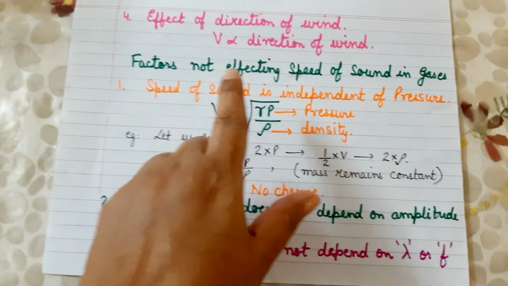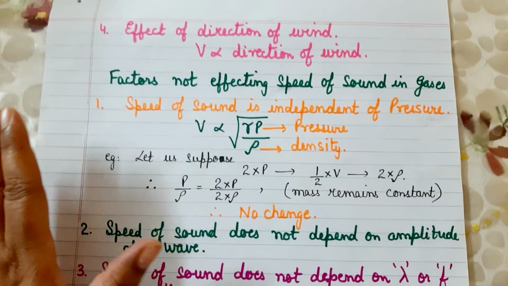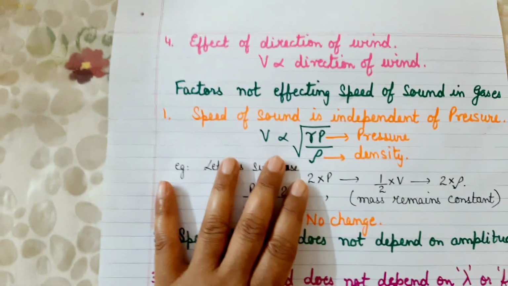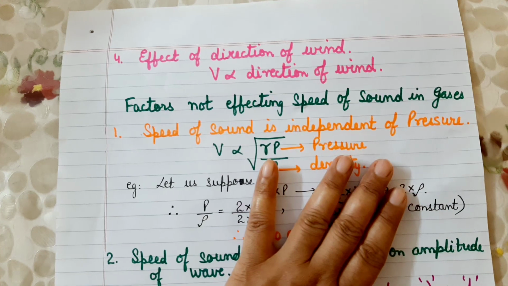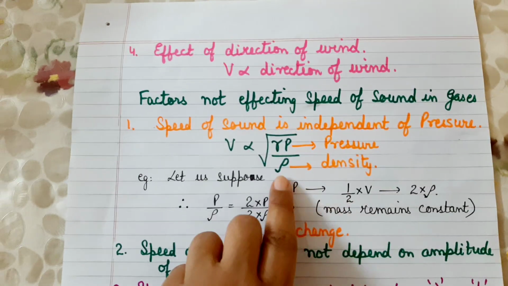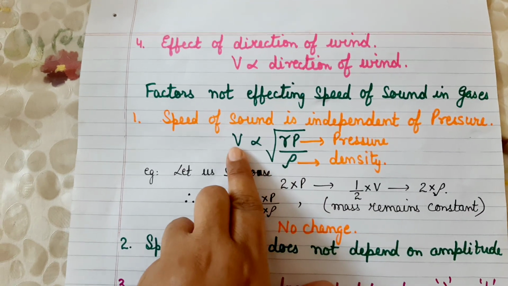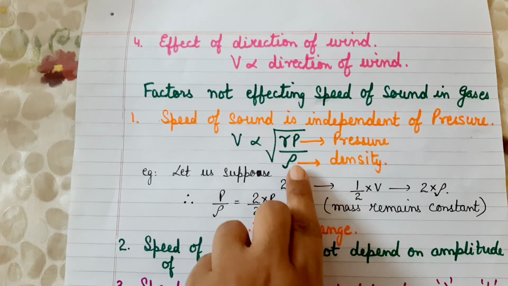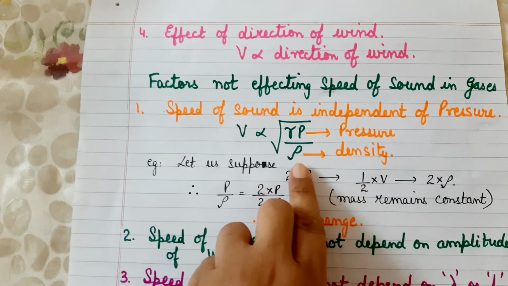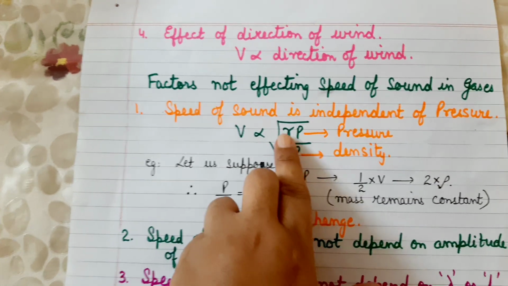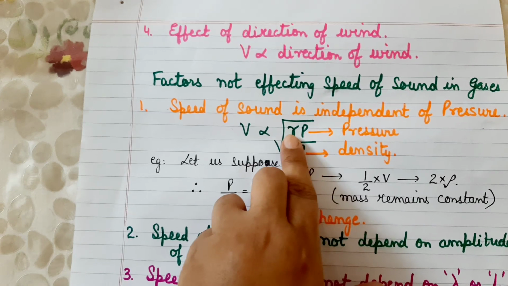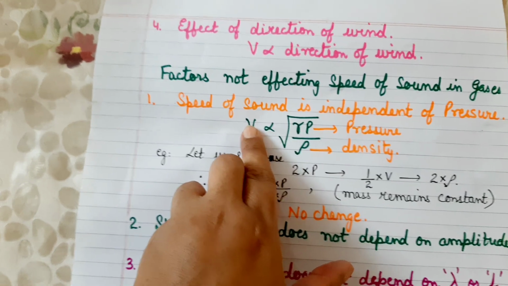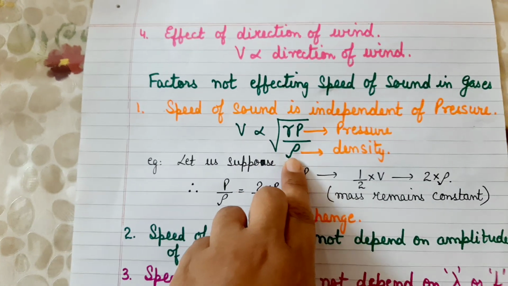Now let us look at the factors on which the speed of sound does not depend. The first thing is that the speed of sound is independent of the pressure. Now let us look at this formula. The formula is speed is proportional to under root of gamma p over rho. Here p represents the pressure, rho represents the density, and gamma is a constant of proportionality. And we have already seen that speed is inversely proportional to density.